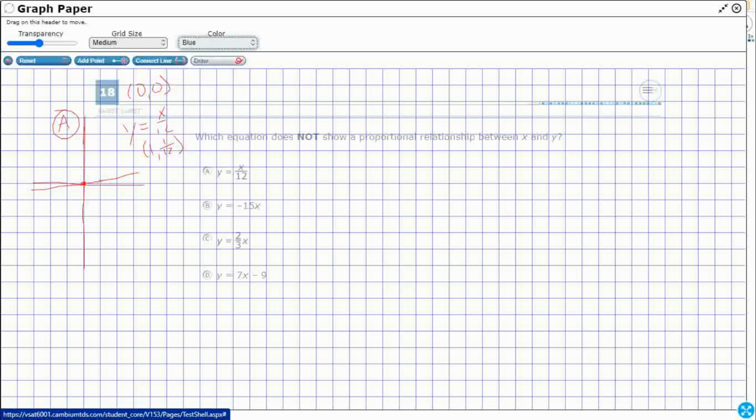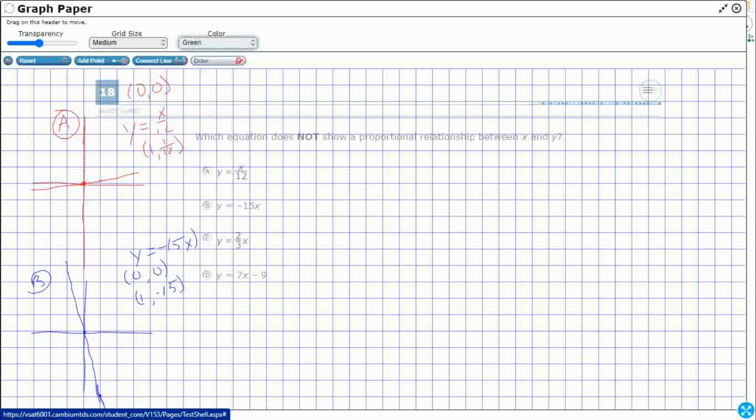Let's see what happens with B. We'll do this same thing right here. What happens if x is 0? We've got y equals minus 15x. Well, if x is 0, y is 0. That's pretty simple. And if x is 1, we're going to get negative 15. So let's make that go way down here. Let's just say we're not counting by ones right there. So it's going to be a really steep decline. Look at that, the slope is negative 15. All right, so there's my B.